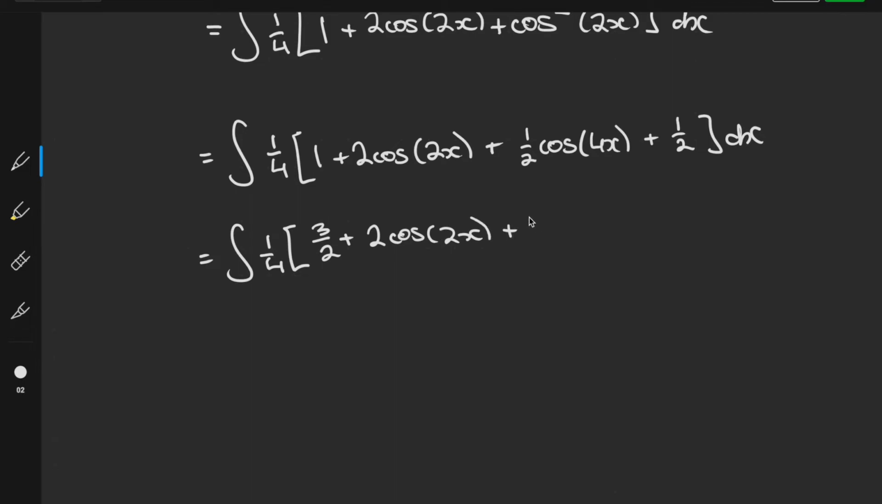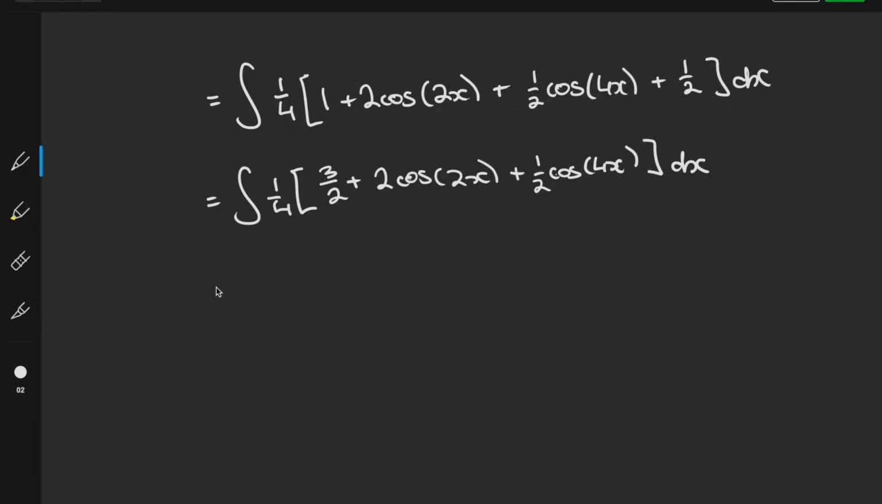And then we're just going to go to the same thing, a half times the cosine of 4x. And then dx. And now we can just integrate. We could take this 1/4 out if we wanted to, but we'll just leave it at the front since we know what we're doing by this stage, I hope. So this 3 over 2, that's just going to integrate to 3x on 2.